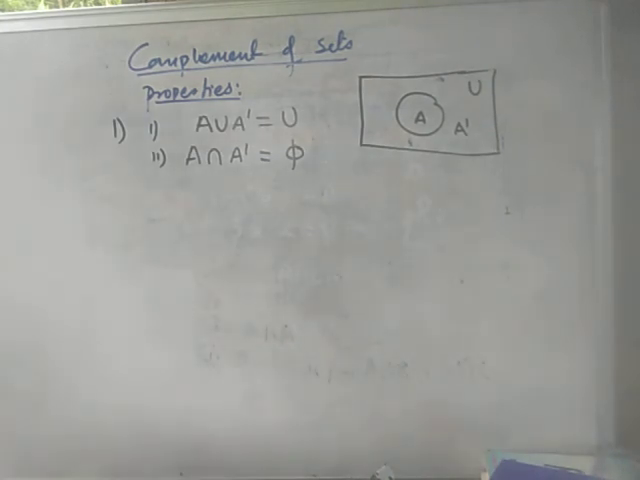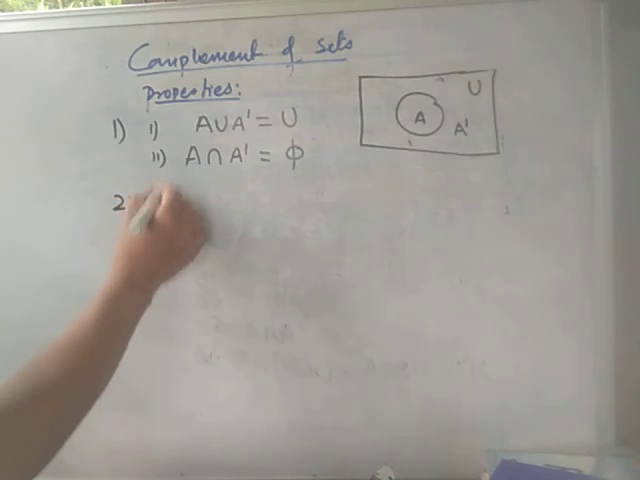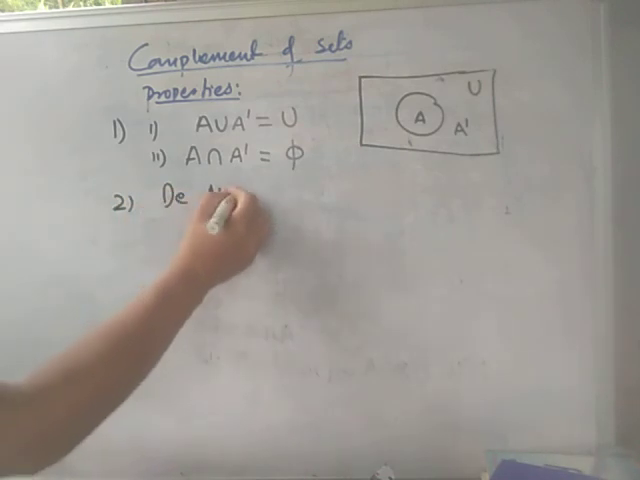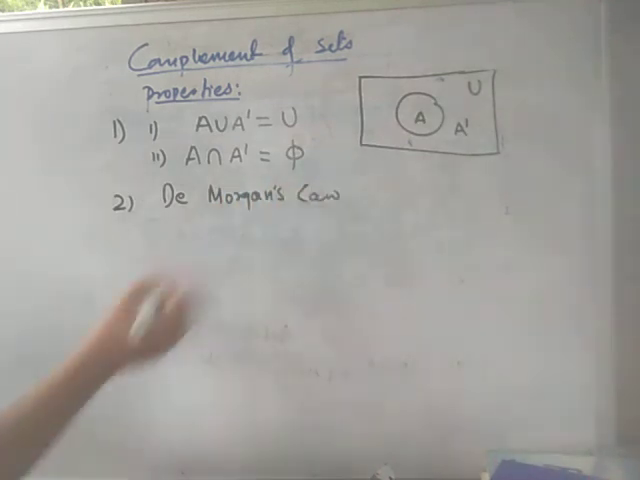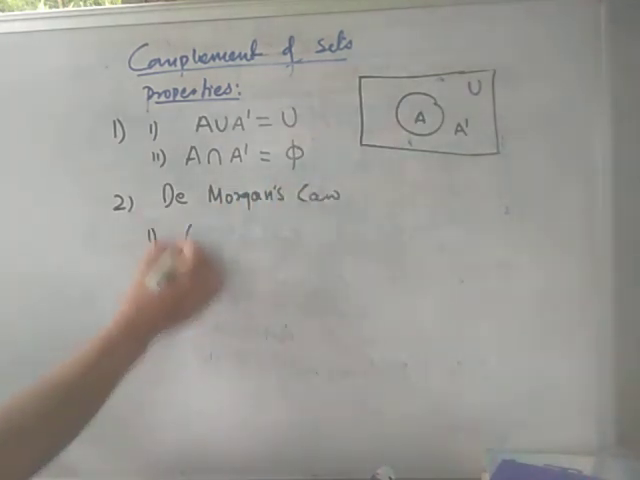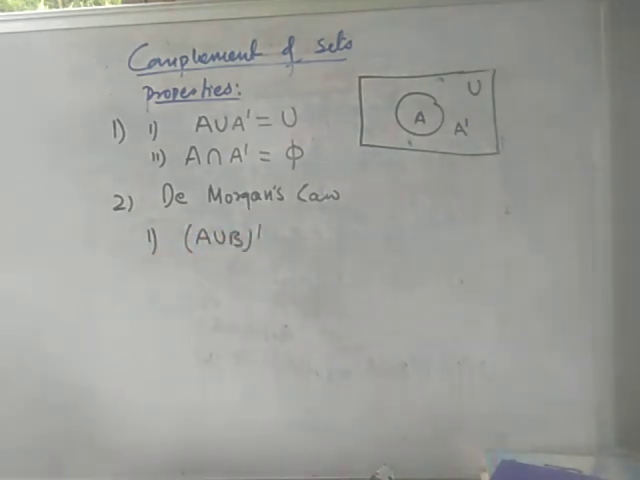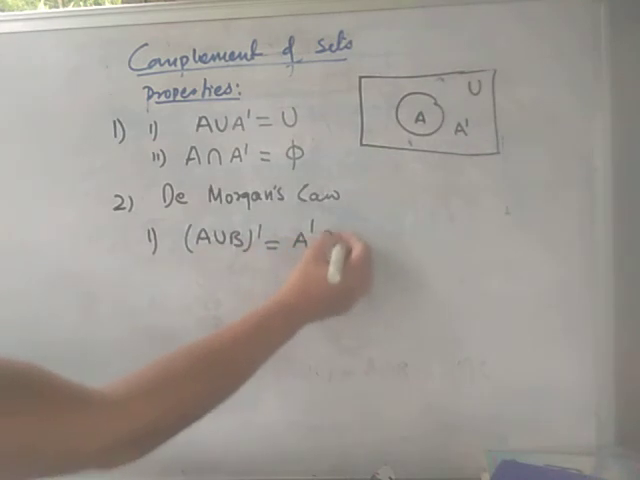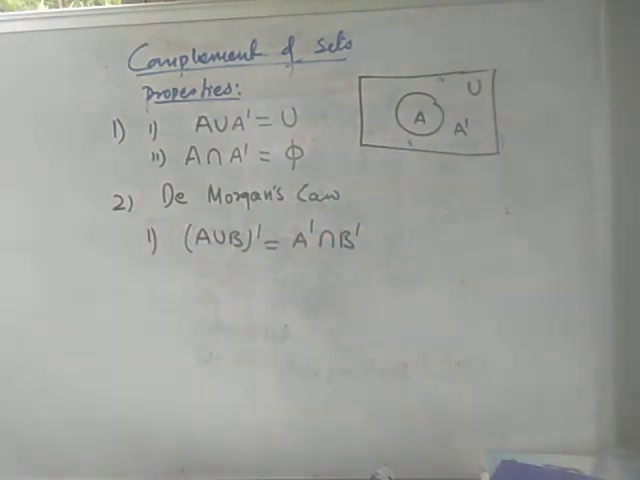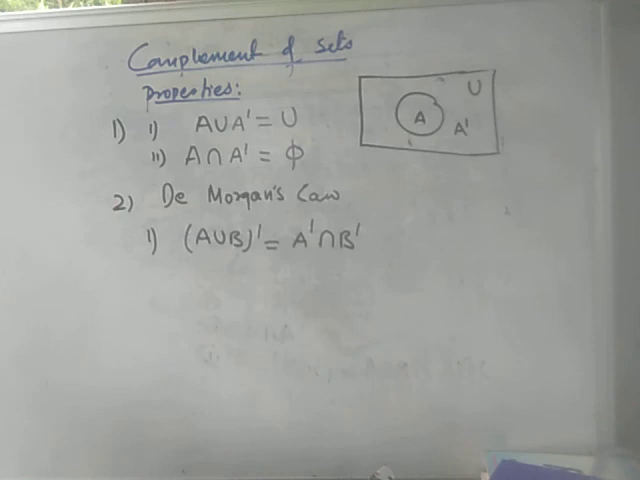So next write down. Second one is your De Morgan law. De Morgan says that if I have complement of A union B, it equals to how much? Complement of A intersection complement of B. Here A union B गर, okay. Sorry, complement also, isn't it?